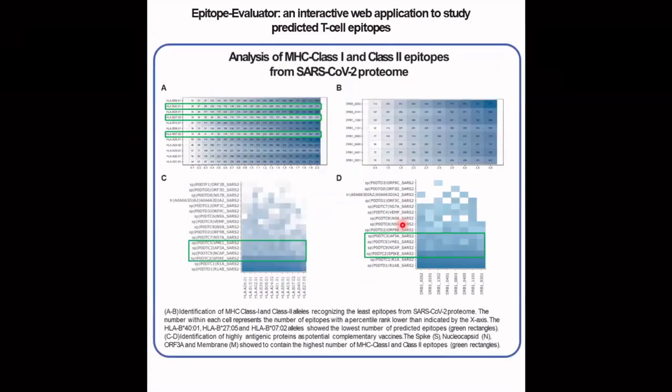Moreover, we use Epitope-Evaluator to study immune responses based on the binding of the epitopes. Here, we predicted epitopes from the SARS-CoV-2 proteome. We have the class 1 epitopes and the class 2 epitopes. We identified 3 alleles that recognize fewer epitopes and that can be correlated with a more severe infection process in the patients. We also identify highly antigenic proteins. For example, in addition to the spike, we identify the nucleocapsid, the ORF3, and the membrane proteins that can be used as complementary vaccines because they have several epitopes for class 1 alleles and also for class 2 alleles.